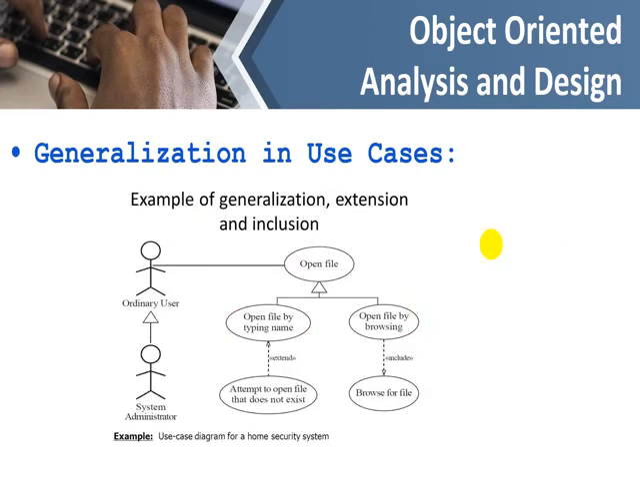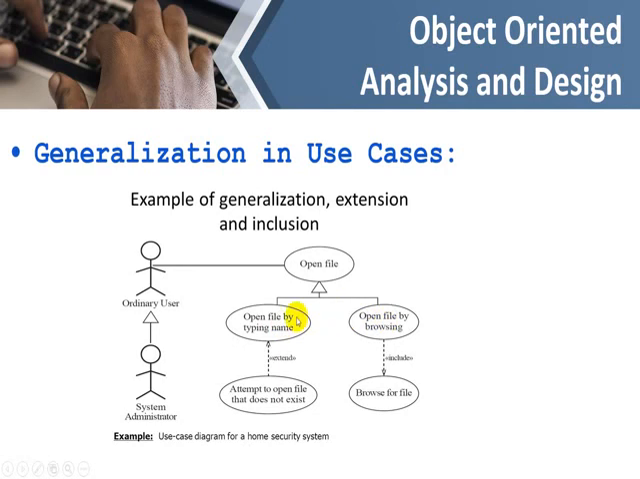So now check this one again. There is an ordinary user, right? There is a system administrator. System administrator again is generalizing to an ordinary user, and in fact, this ordinary user tries to open a file, right? So now, in fact, we can go for the specific methods to open a file. So now check. This is the super use case or the parent use case. And there are two different types that are in fact sub use cases or child use cases.